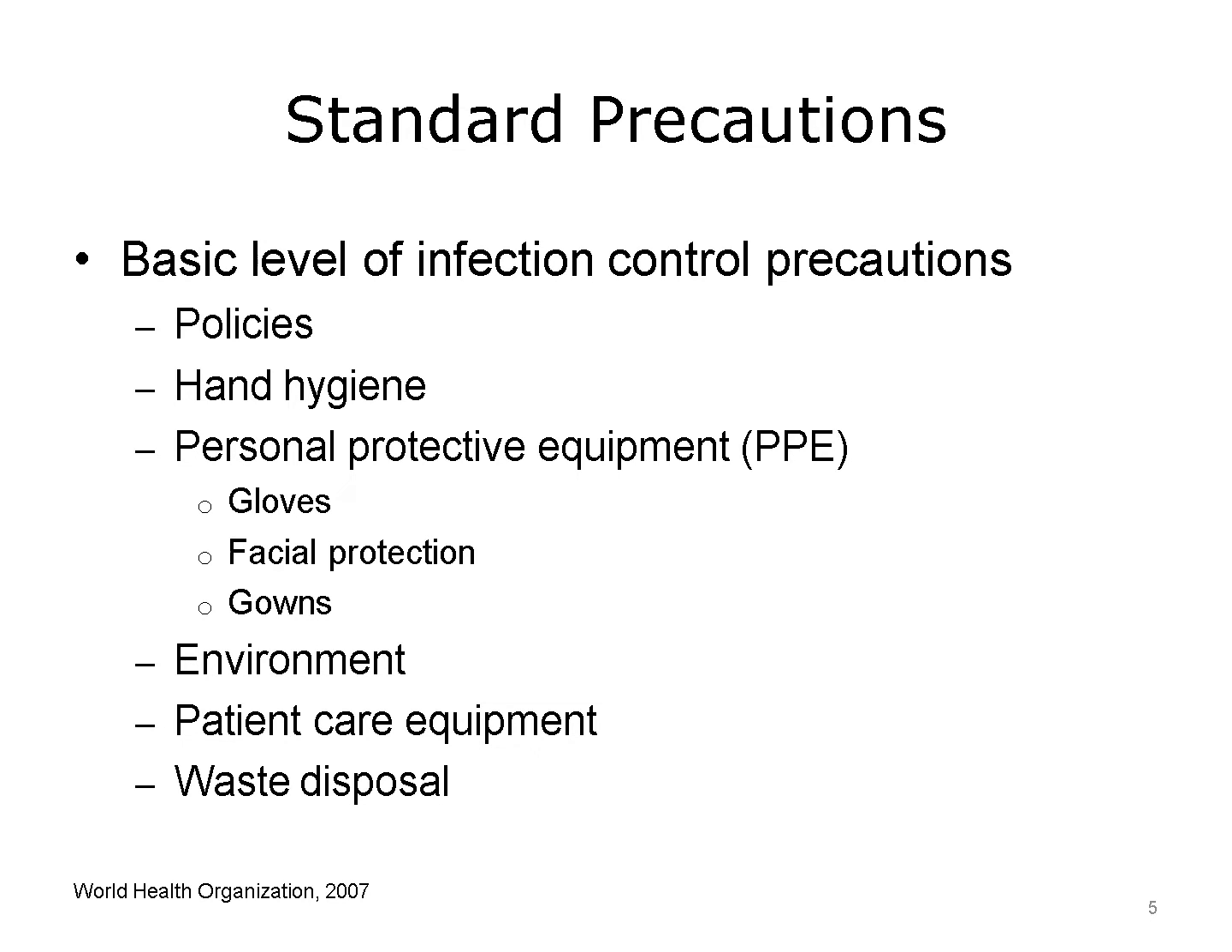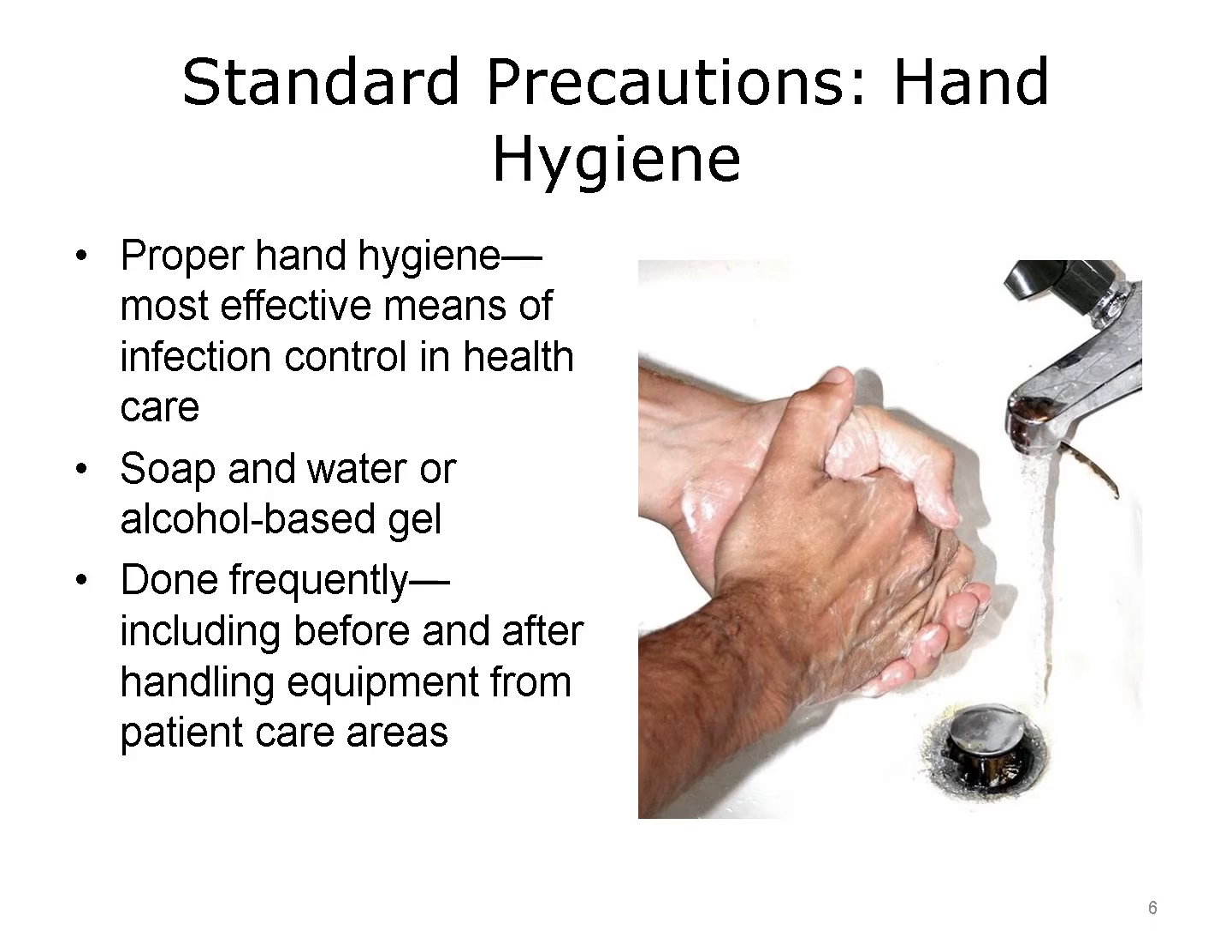Hand hygiene is a major component of standard precautions. The use of personal protective equipment, called PPE, such as gloves, gowns, and facial protection, is another component. Also included is the appropriate cleaning of the environment and patient care equipment and appropriate waste disposal. The most effective means of controlling infection in the healthcare setting has been shown to be proper hand hygiene, which equates to frequent hand washing with alcohol-based gel or soap and water.